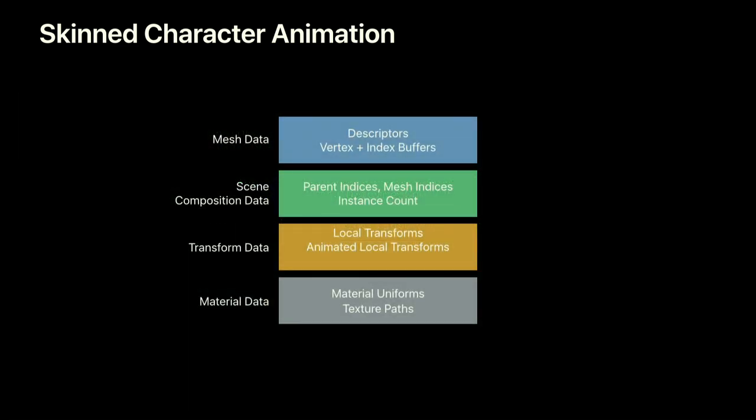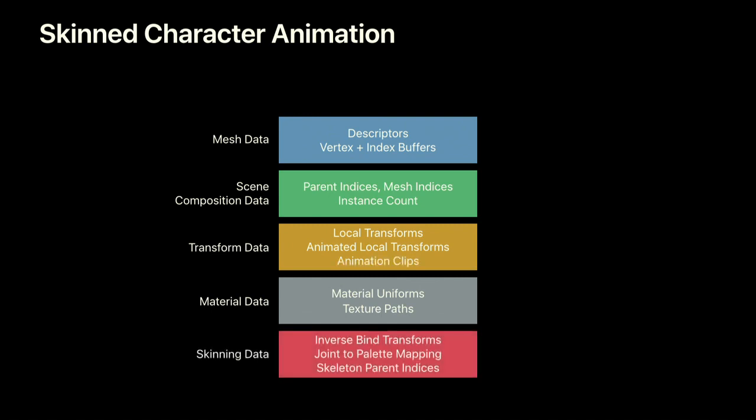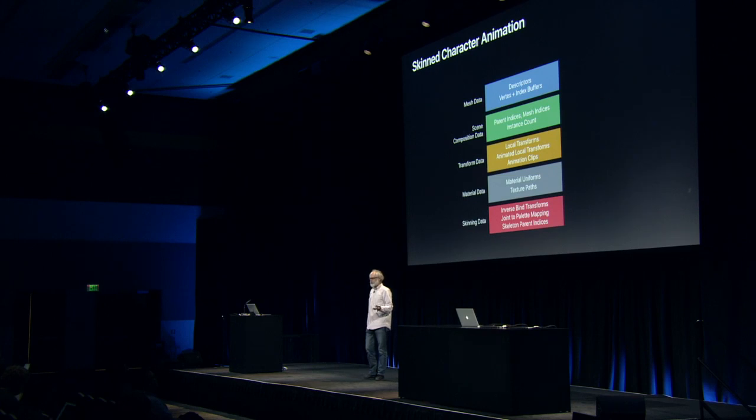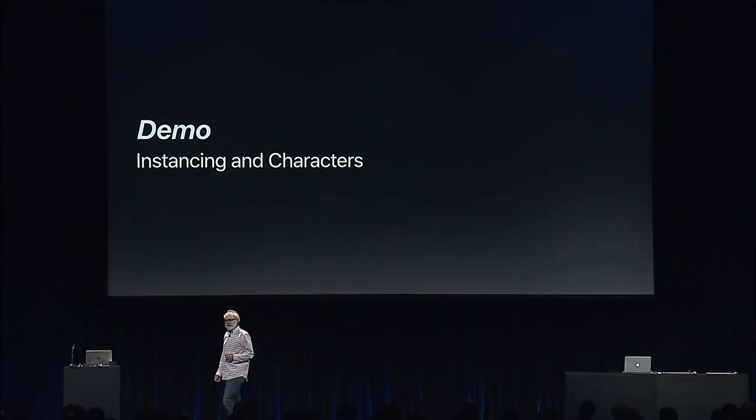And then here's all the data that we've stored to date. And we're going to put out the skeletal data, the inverse bind transforms, and the joint to palette mapping, and the skeleton parent indices. And so I'd like to ask Nicholas to come up again and show us what it looks like now.